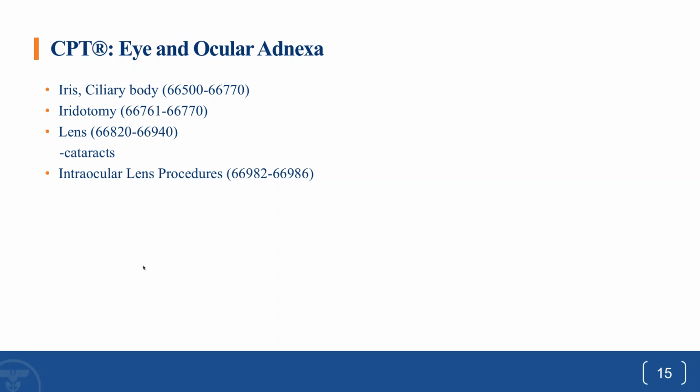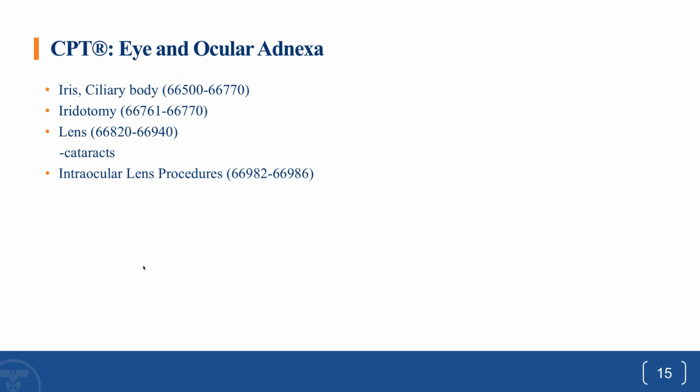The routine cataract surgery, you're going to drop down to 66984. As you can see, it's almost the same. Extracapsular cataract removal with insertion of intraocular lens, manual or mechanical. And then 66985 is just the insertion. Keyword in those two prior CPT codes is extracapsular.